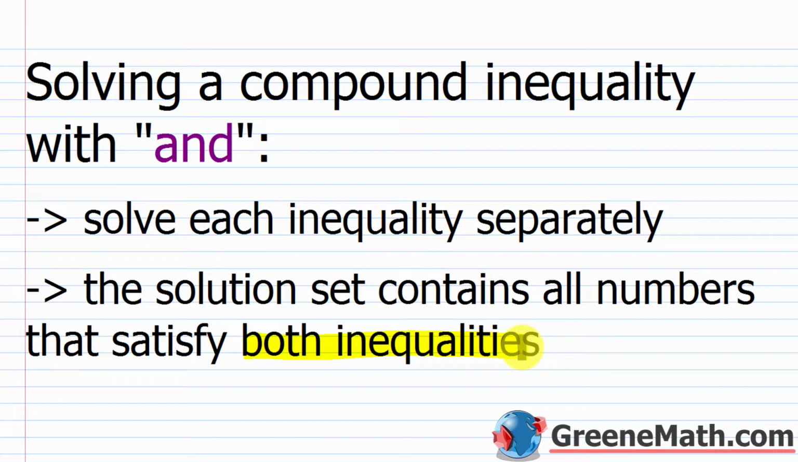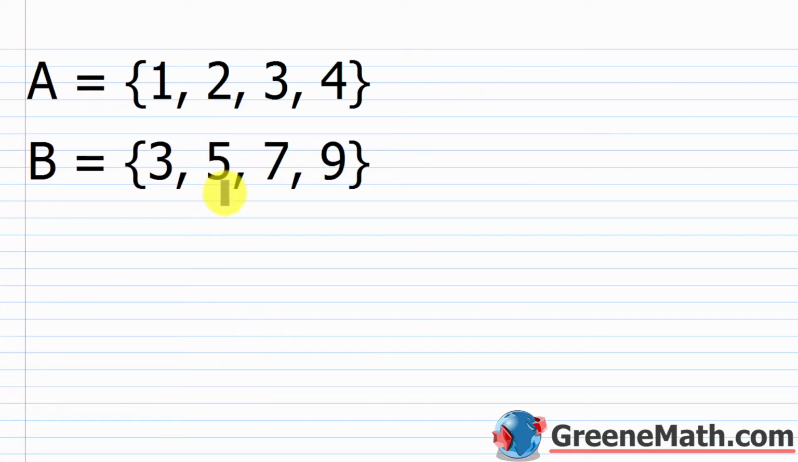And a good example of this, remember, when we started talking about sets at the very beginning of Algebra 2, we talked about the intersection of two sets. So as an example of that, I have two basic sets here. I have set A, which contains the elements 1, 2, 3, and 4. And I have set B, which contains the elements 3, 5, 7, and 9. So if I'm looking for the elements that are common to both, I'm looking for something known as the intersection of the two sets. So A and B, I want the intersection of the two.